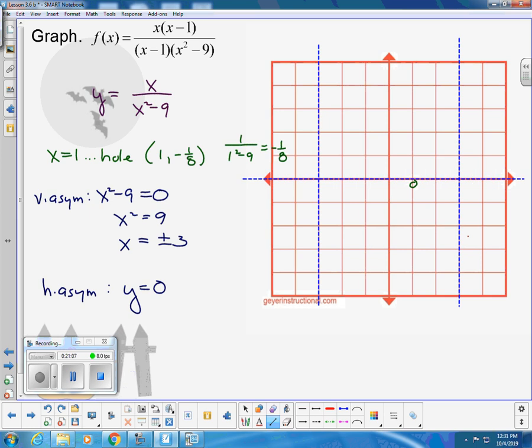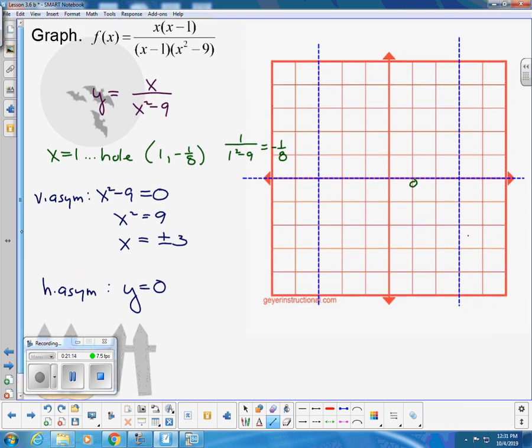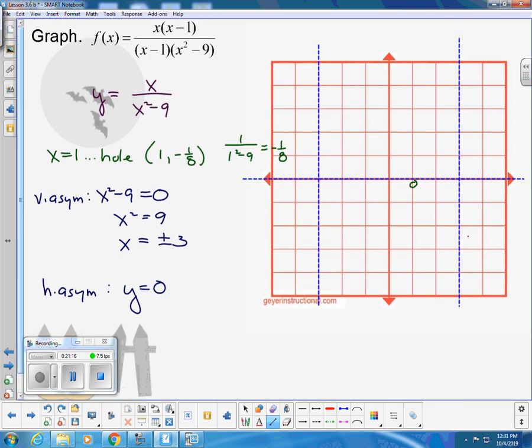Okay. X and Y-intercepts. X-intercept is when the function equals 0. When does a fraction equal 0? When the numerator is 0. So you're only going to set the top equal to 0. So I'm going to say x-intercept is when x equals 0. You can't do anything with it. It's already solved. That's my x-intercept.